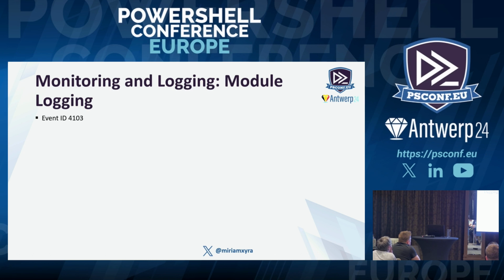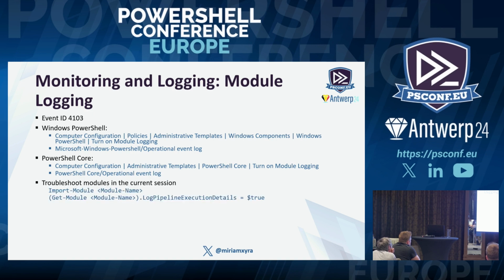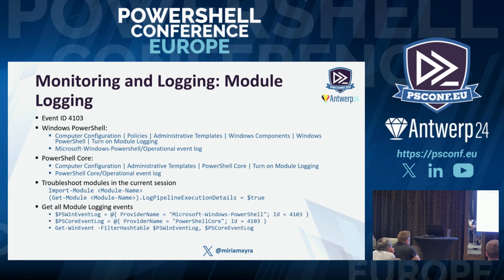It has event ID 4103. You can configure it for Windows PowerShell and for PowerShell Core. So better configure it for both. They have a different path for configuration and different event logs. And if you want to troubleshoot modules, you can either configure it for all modules, also entering an asterisk to configure all modules. But as I said, if you just want to troubleshoot one module, you can also just turn it on in the current session.